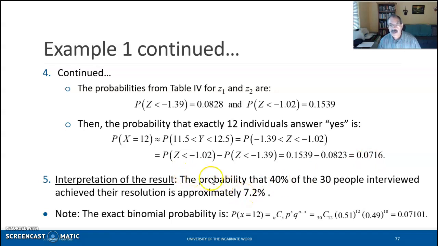So once you find the probability that you're looking for, then you interpret that probability. In here we said that the probability that 40% of the 30 people interviewed achieve the resolution is approximately 7.2%, or 0.0716. Now, if you calculate the exact binomial probability using the binomial probability formula, you find 0.07101, which is relatively close to the approximate probability that we found with a normal distribution.